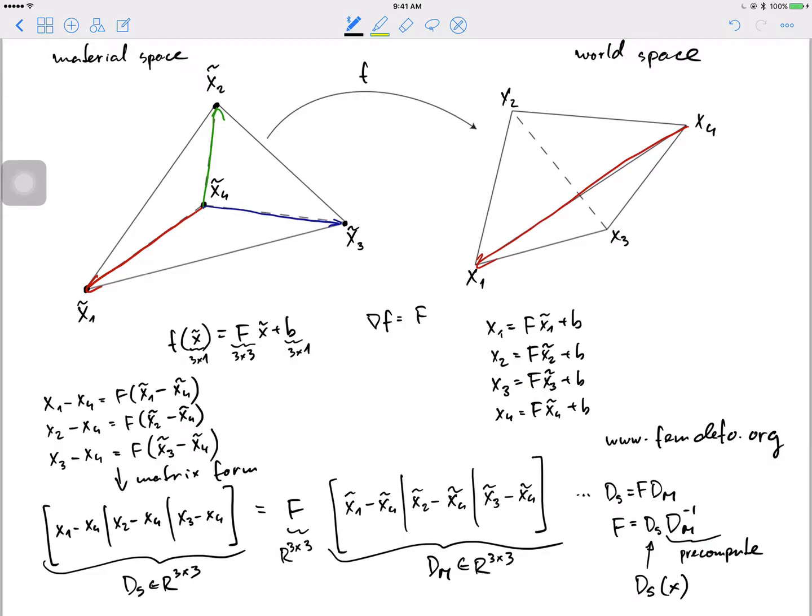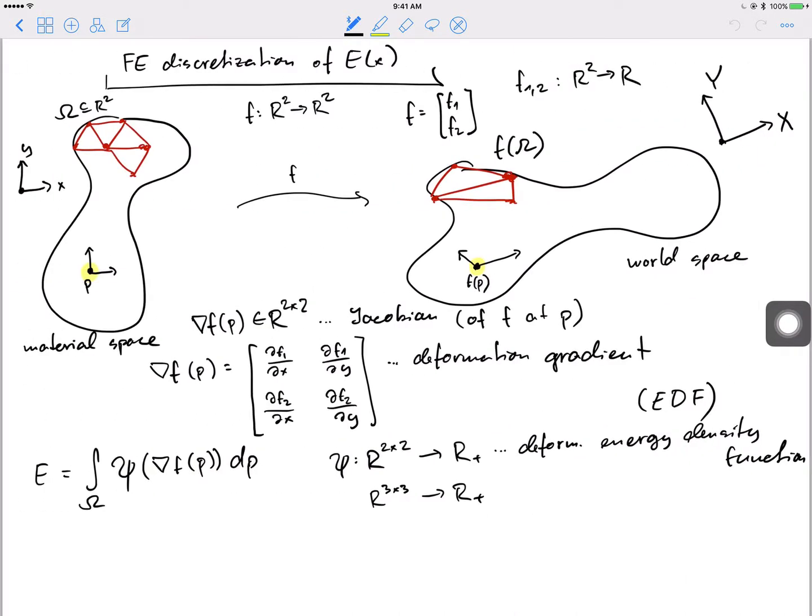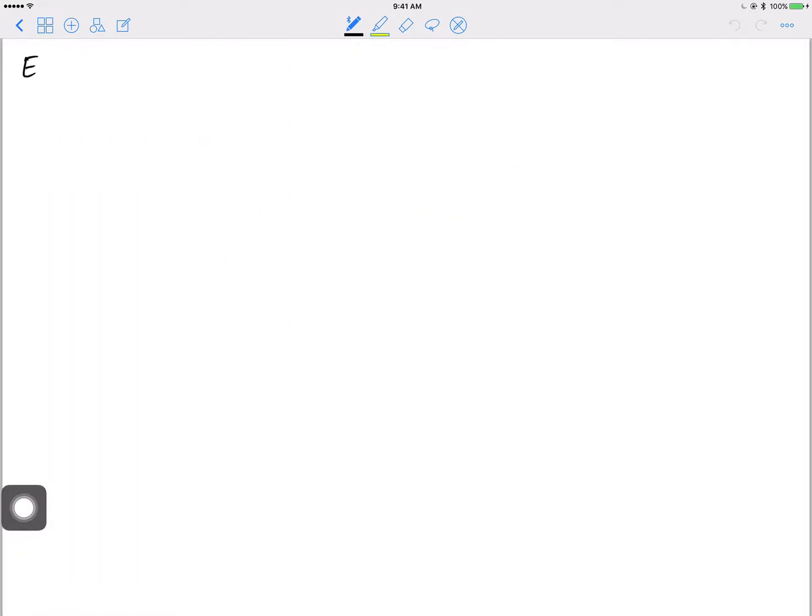Okay, so this is how to compute the deformation gradient. And that's kind of the hardest part because the rest is kind of simple. The rest, meaning the rest of applying the finite element discretization to the elastic potential. The elastic potential is this, so let me write it again here. The elastic potential is the integral over my domain of the energy density function of the deformation gradient of an arbitrary point inside the domain, okay?